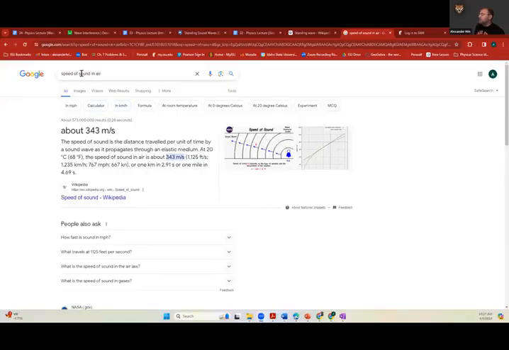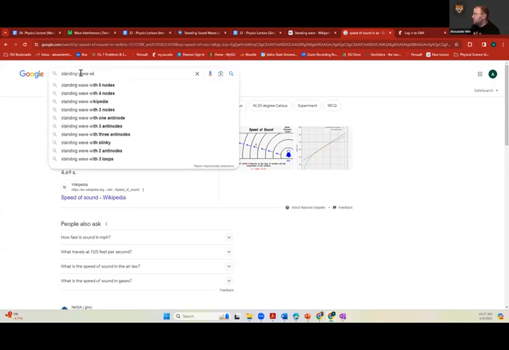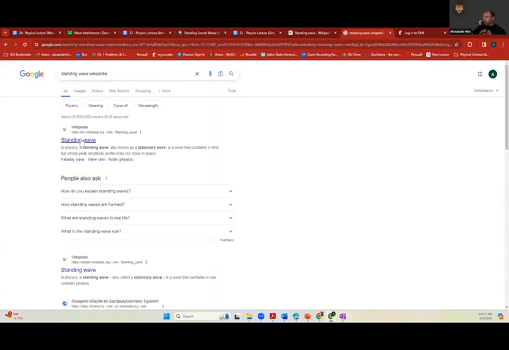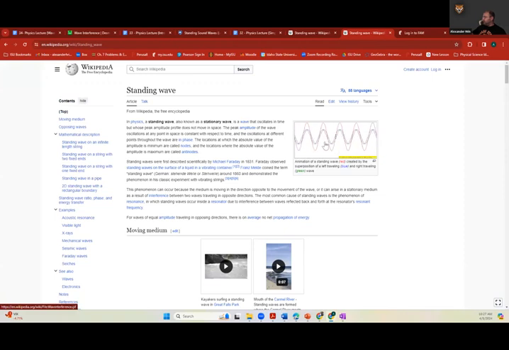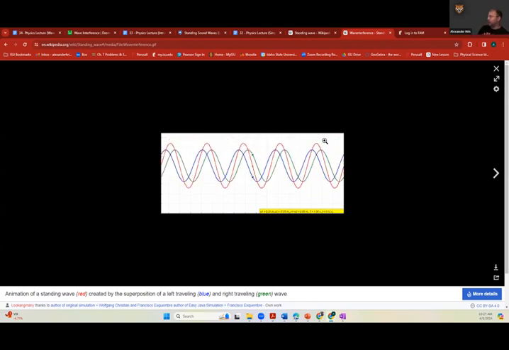with a cool animation. I'm just going to look up standing wave Wikipedia. And you just click on this, and the standard animation they have here is one that I think is pretty cool. What you can see right here is that the blue and the green are two periodic waves that are moving in opposite directions.